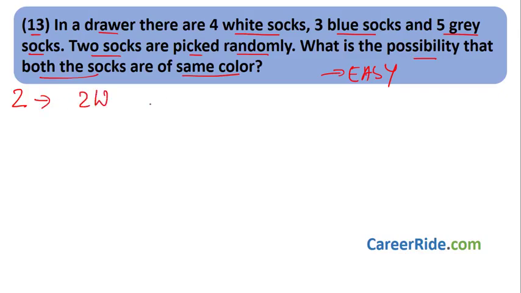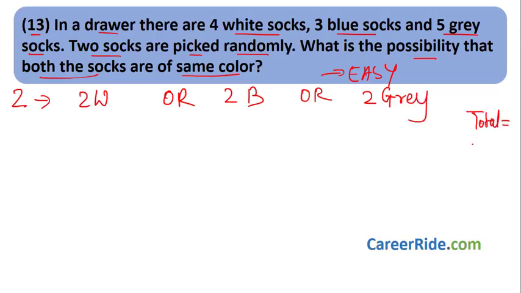So both can be white, or both can be blue, or both can be grey. How many socks are there in total over here? 4 plus 3 is 7, 7 plus 5 is 12. Okay, there are 12 socks in total.